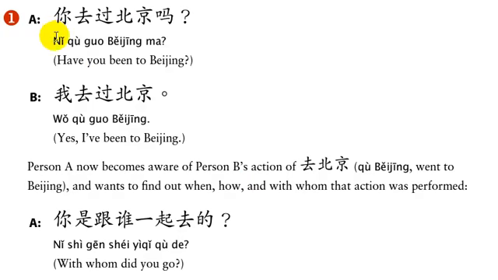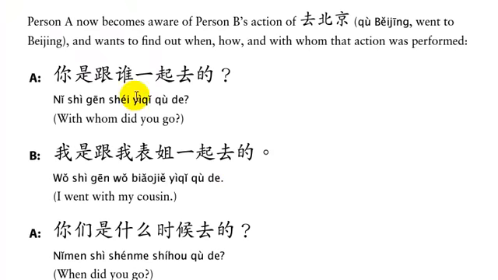So person A says, 你去过北京吗? Have you been to Beijing? 我去过北京. Yes, I have been to Beijing. Now, like it says here, person A becomes aware of person B's action of 去北京. So person A now knows that this happened. Now person A wants to find out when, how, and with whom that action was performed. Imagine you're having this conversation. You find out, for example, somebody went somewhere. Now you want some details. You want to know when, how, with whom.